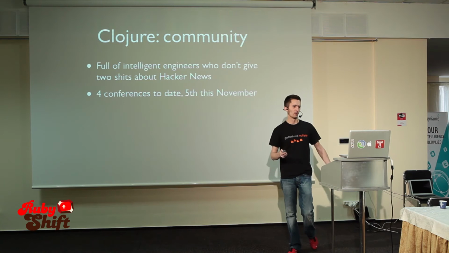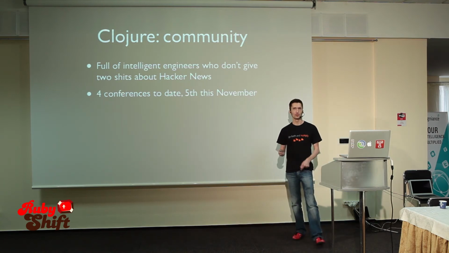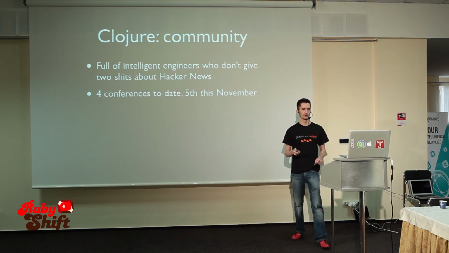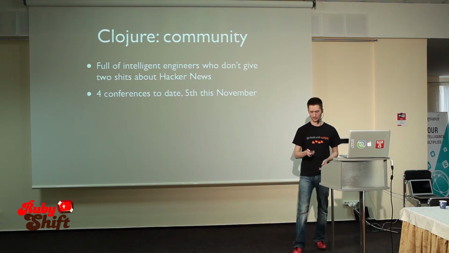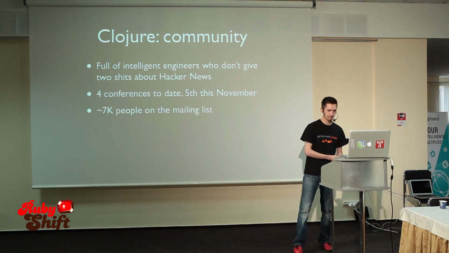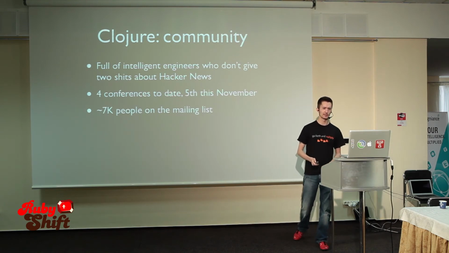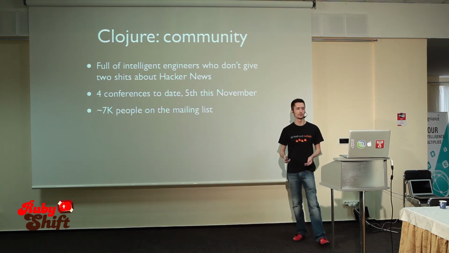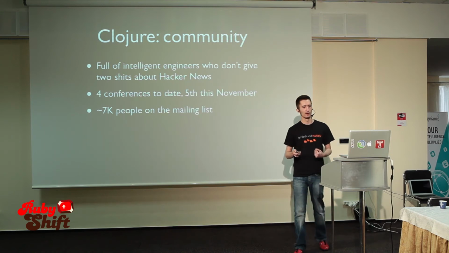There have been 4 conferences to date, and the 5th one, Clojure Conj, the 3rd year, is coming this November. So if you're in the States in November, maybe you can go. There are about 7,000 people on the mailing list, which is fewer than some others, but surprisingly more than I thought it would be. I would expect it to be, I don't know, a couple thousand. And the mailing list is very active, so if you have questions, usually it's a good place to ask.